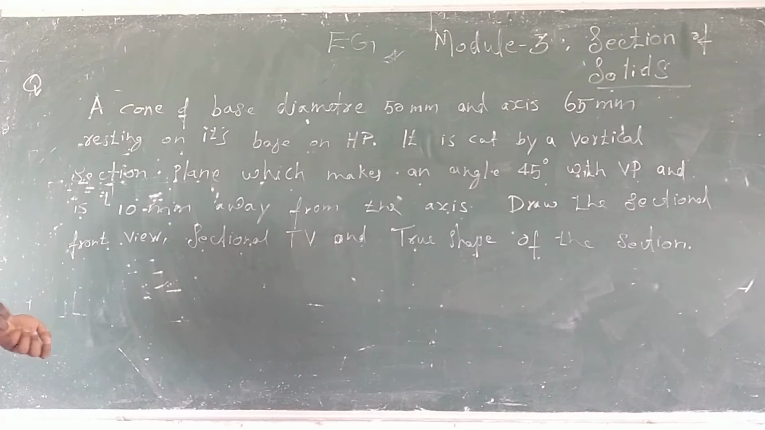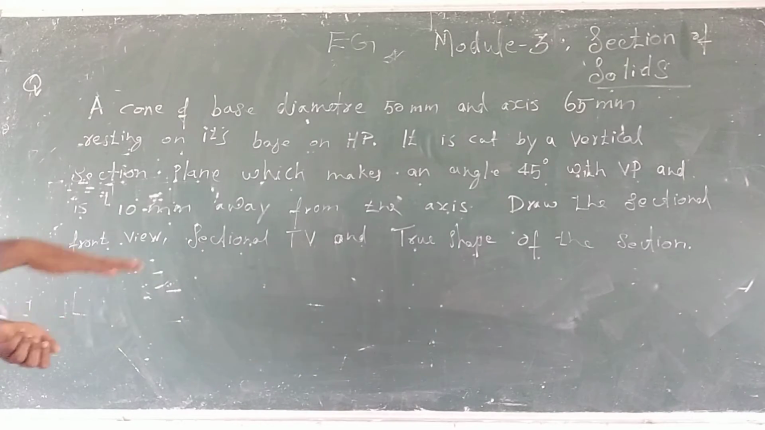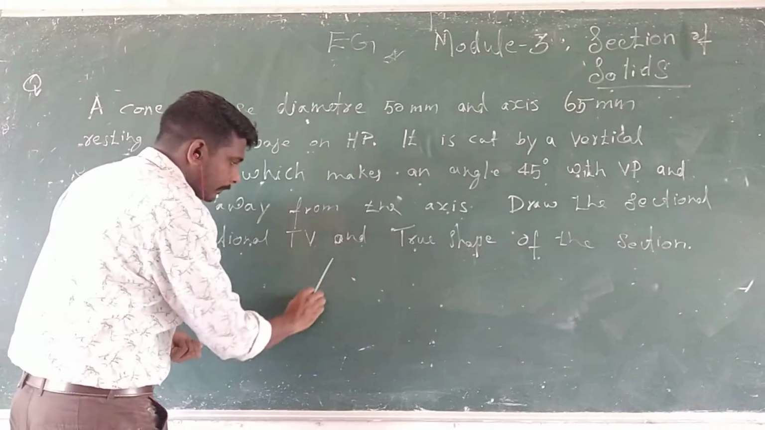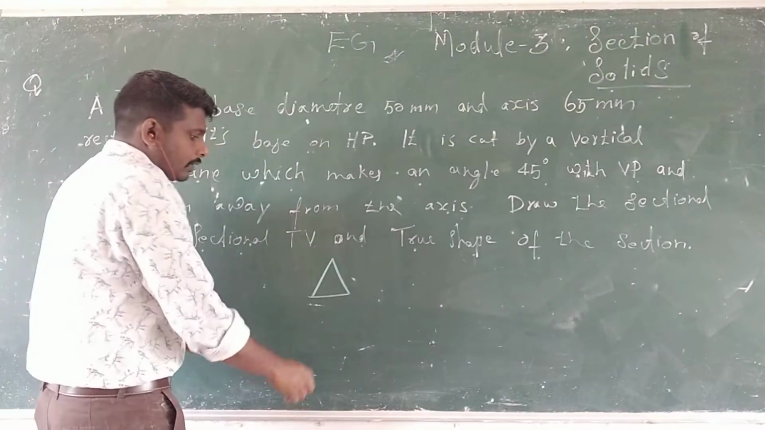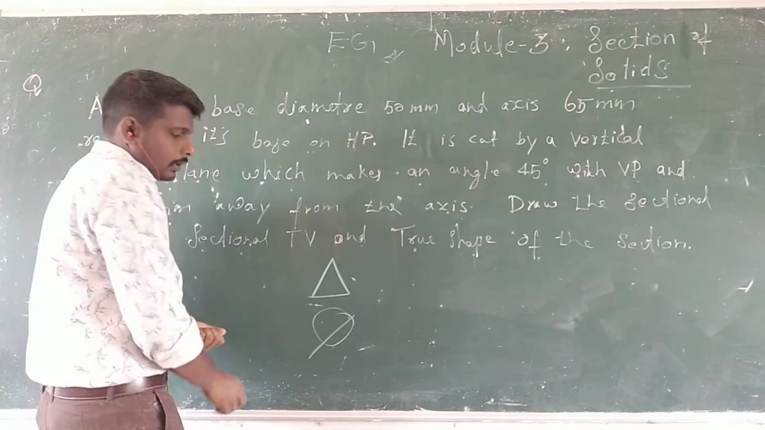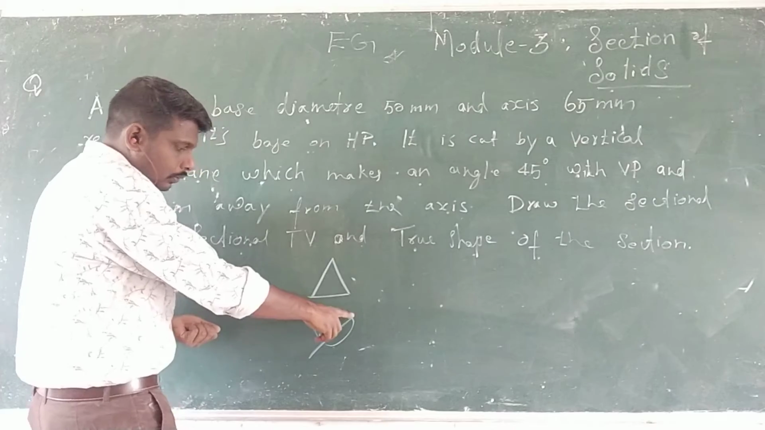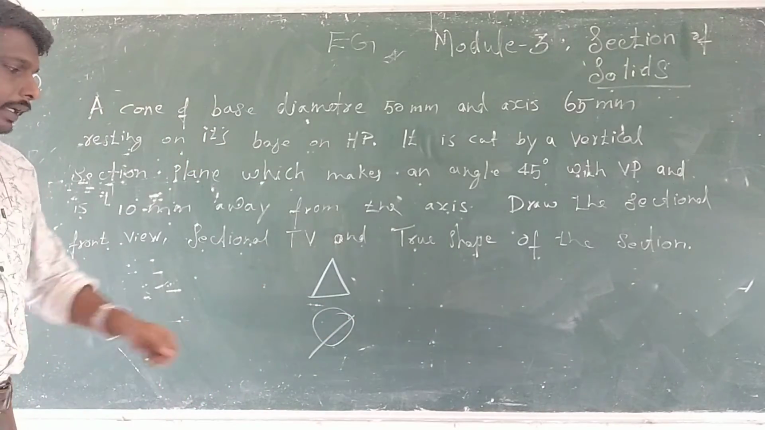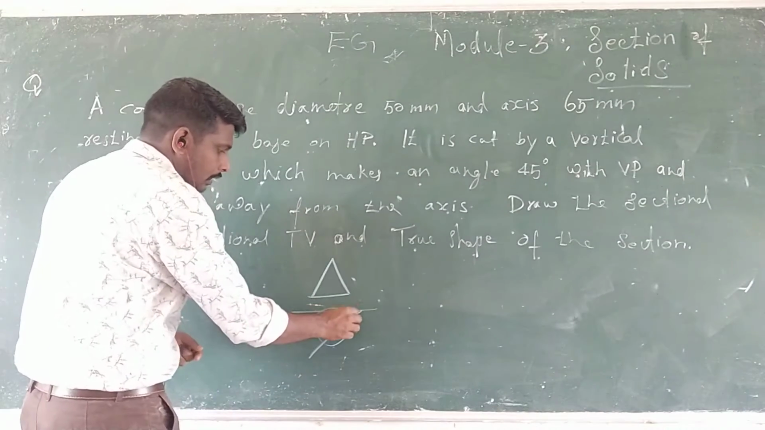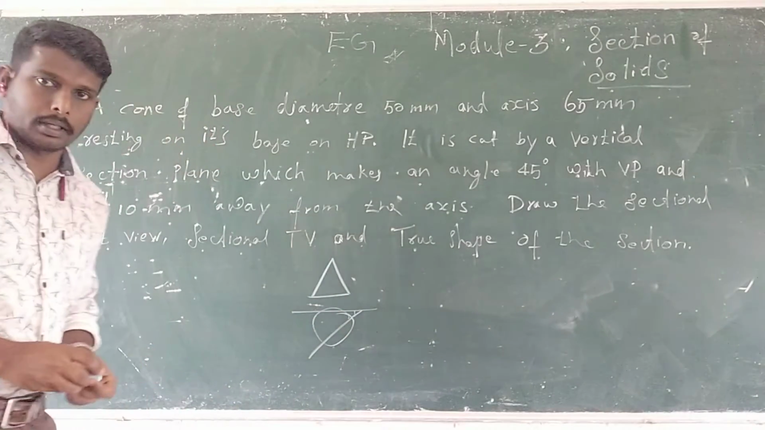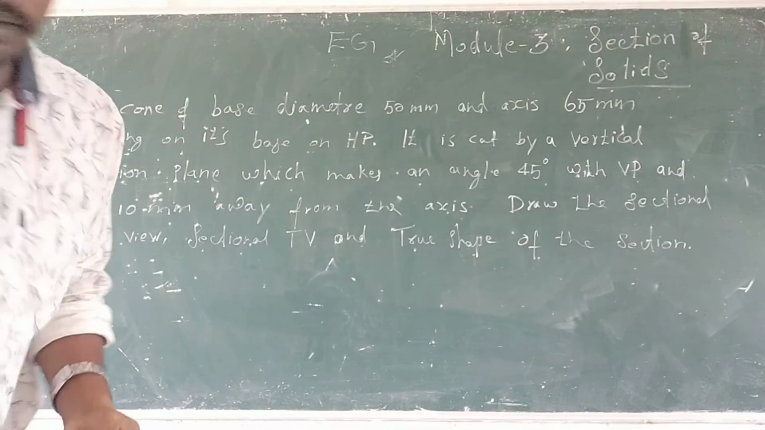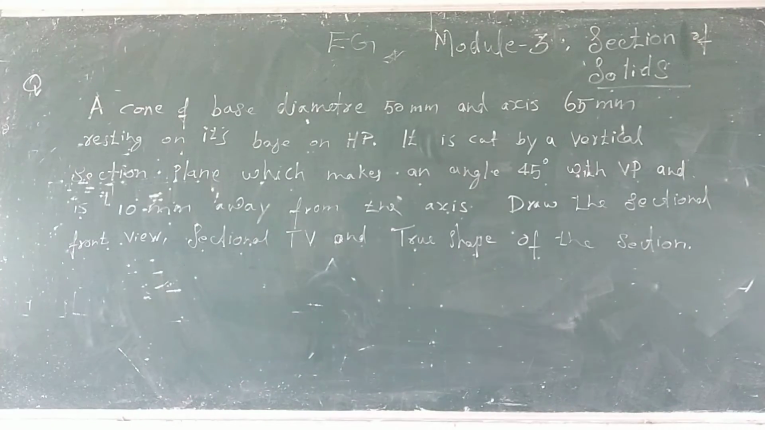That is, it's a cone resting on HP and it is cut by a section plane which is perpendicular to HP and inclined at some degree with the VP here. Then we can draw the problem.